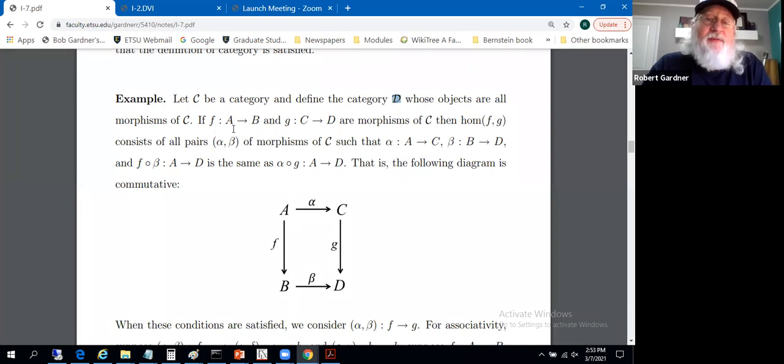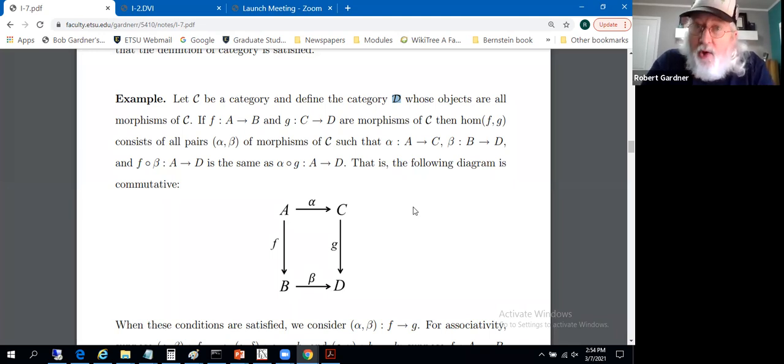If we have morphism f mapping A to B and morphism g mapping C to D, then Hom(f, g) consists of, so now we're defining what the morphisms are in D, Hom of that ordered pair (f, g) consists of all pairs alpha and beta of morphisms of C such that alpha maps A to C and beta maps B to D. And when we compose f with beta, that's the same as alpha composed with g. Both map object A to object D.